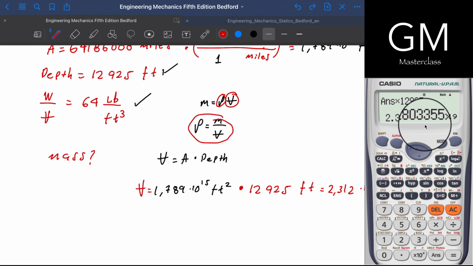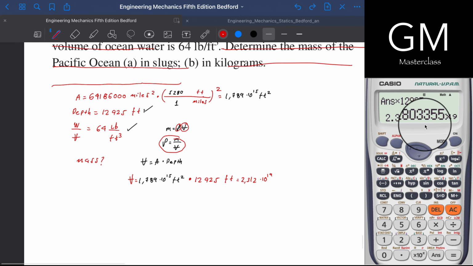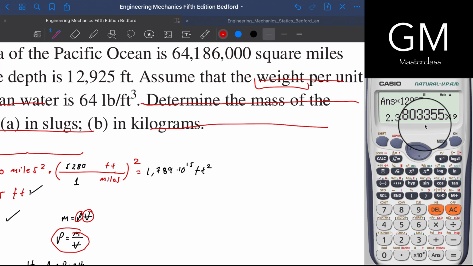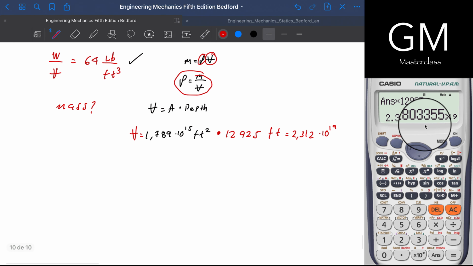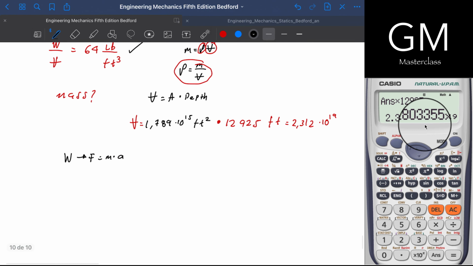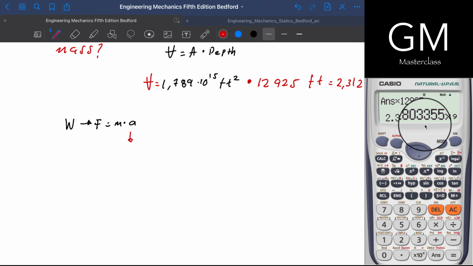Why is that? Because the first thing that we have to notice here is the word weight. When any book is talking about a weight, it is necessarily talking about a force. So weight is a force, and because of Newton's second law, a force is given by a mass multiplied by an acceleration. This acceleration is usually the gravity, because I'm talking about a weight.